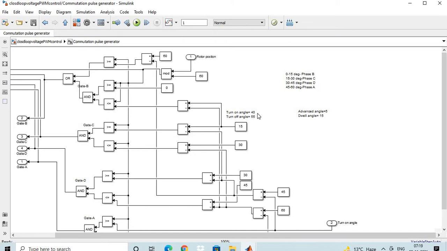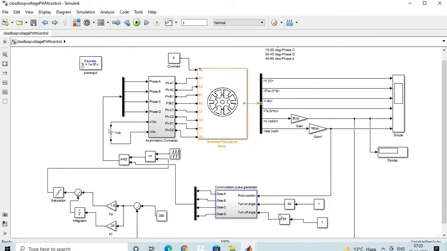Okay, and for this commutation pulse generator we are using a turn on angle of 40 and a turn off angle of 55. That means the advance angle is 5 degrees, because it should be triggered at 45, but we are triggering at 40. That's why we say the advance angle is 5, and the dwell angle is nothing but the difference of the turn off angle and turn on angle, which is 15 degrees. So for this case the advance angle is 5 degrees, the dwell angle is 15 degrees. That means turn on angle is 40, turn off angle is 55, as shown here.